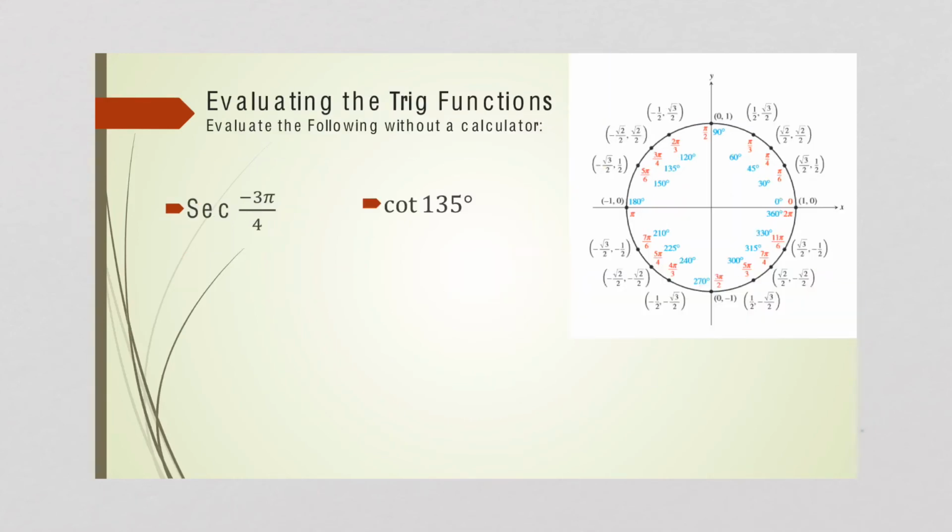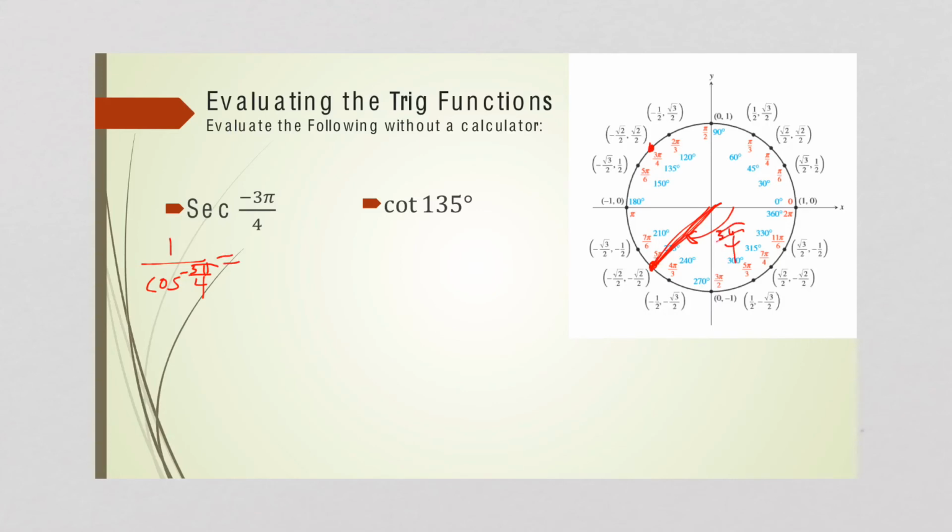Next thing, I have secant and cotan. Remember, secant is the reciprocal of cosine. So this is 1 over the cosine of negative 3 pi over 4. Well, 3 pi over 4 is up here. Negative 3 pi over 4 is going to end up down here. So here is my negative 3 pi over 4.